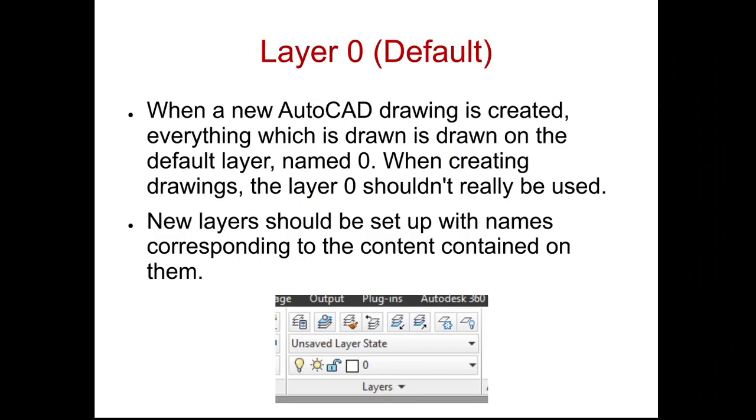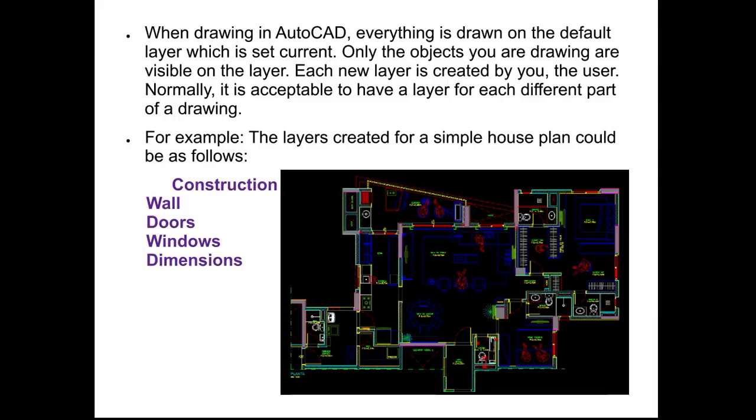When a new AutoCAD drawing is created, everything that is drawn will be drawn on a default layer called 0. When creating drawings, this layer 0 really shouldn't be used. New layers should be set up with names corresponding to the content contained on them. When drawing in AutoCAD, everything is drawn on the default layer, which is set current. Only the objects you are drawing are visible on the layer.